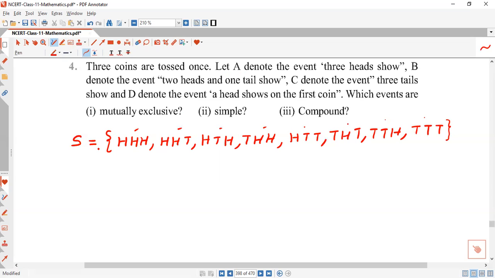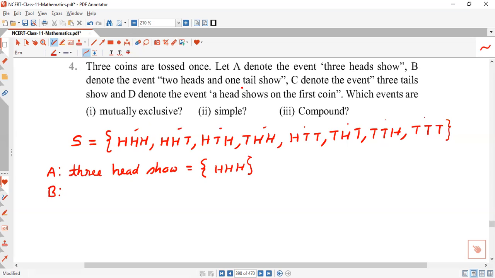Now, what is the event A? Event A says 3 heads show. This is the event. How many elements are there in this event of 3 heads? Only one element is in this event. Now see what is the B event.